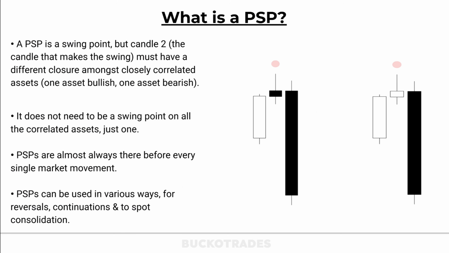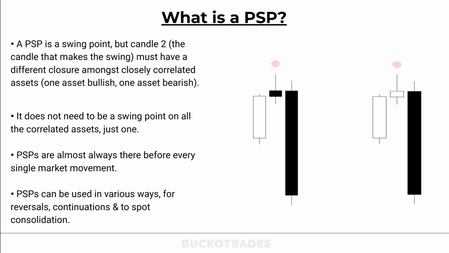What is a PSP? A PSP is a swing point, but candle 2, the candle that makes that swing, must have a different closure amongst closely correlated assets. One asset must close bullish, one asset must close bearish. As you can see on the example to the right, the asset to the left formed a bearish candle as that swing point, whereas the asset to the right formed a bullish candle as that swing point. So that is what is known as a precision swing point. It does not need to be a swing point on all the correlated assets, just as long as it's a swing point on at least one asset.